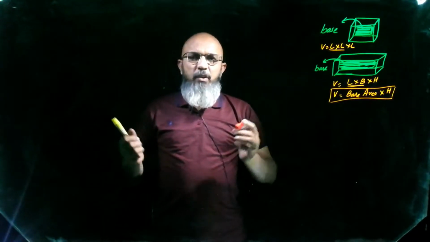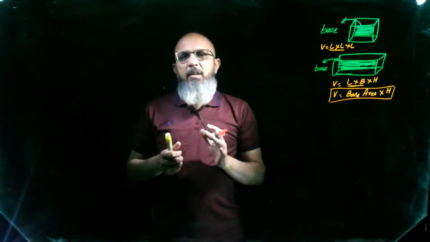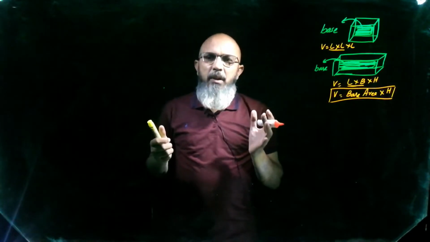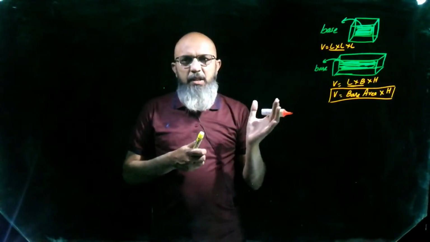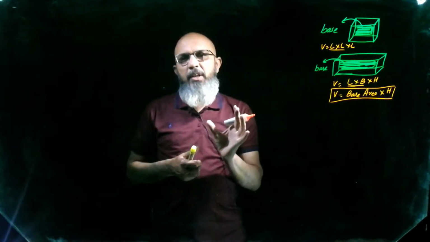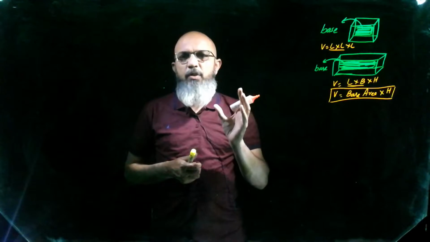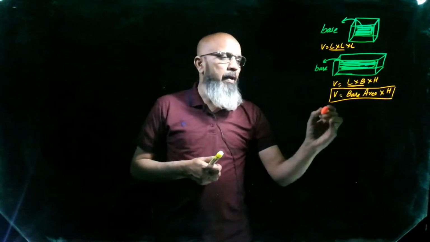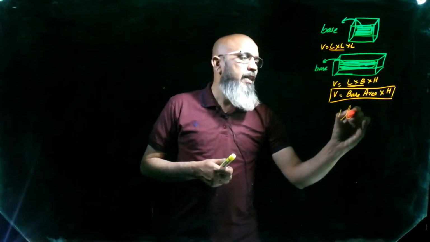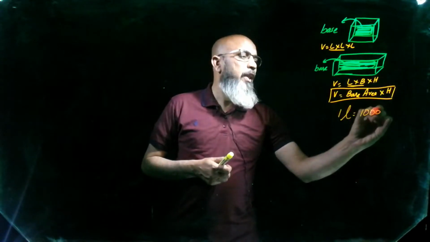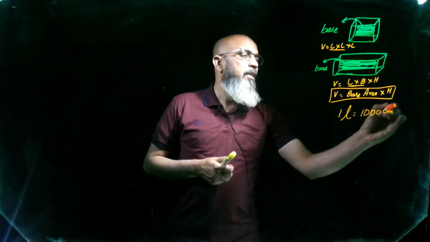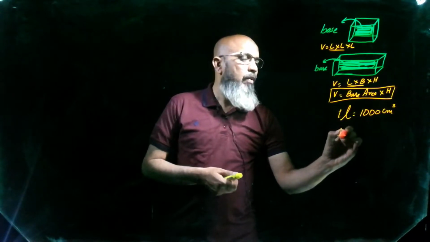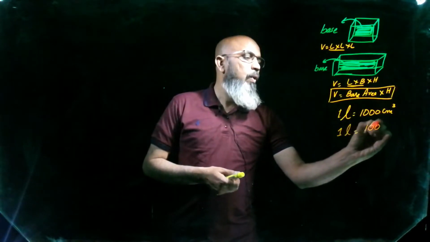Okay, now one more thing to remember: when you find the volume, the answer comes in centimeter cube or liters. When it is a liquid and you have to find the volume, we say it in liters and milliliters. So keep one thing in mind: 1 liter is equal to 1000 centimeter cube. Otherwise you can say 1 liter is equal to 1000 milliliter, right?